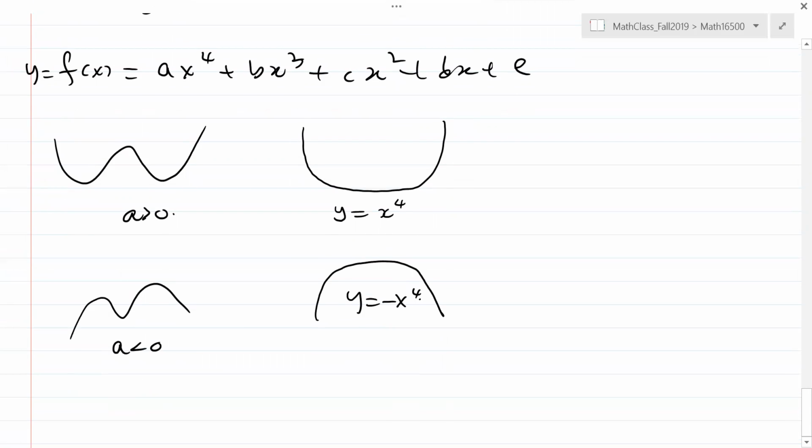So in general, if you are given a polynomial of degree 4 and a, the leading coefficient, is positive, then the graph has one local maximum point and 2 local minimum points. You can see that from the graph.